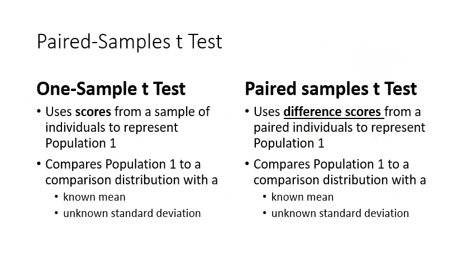So a little bit of a comparison. The biggest difference in these two tests, your book presents them in one chapter because they're so similar, is that in the one sample t-test, we use scores from a sample of individuals to represent population one. And in the paired samples t-test, we use difference scores from a sample of paired individuals to represent population one. You'll see that the comparison distribution idea is just the same. We're comparing population one to a comparison distribution with a known mean and unknown standard deviation in both cases.